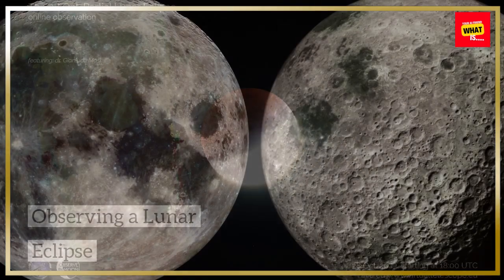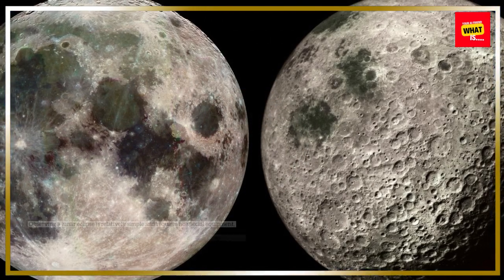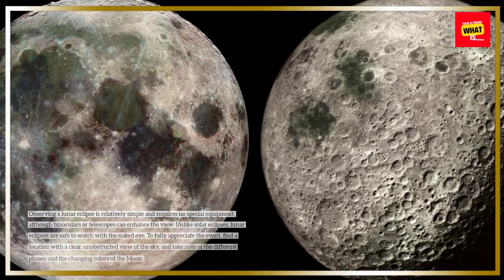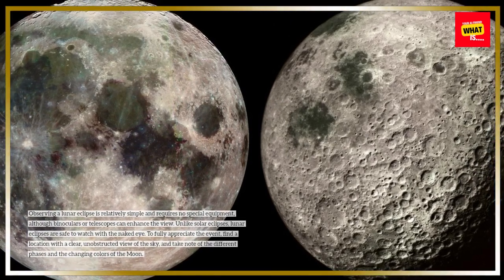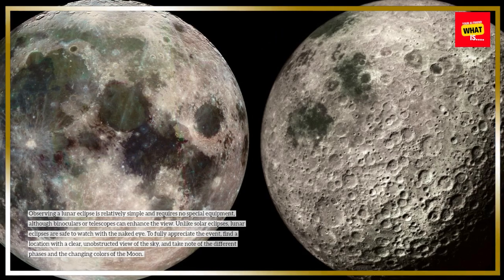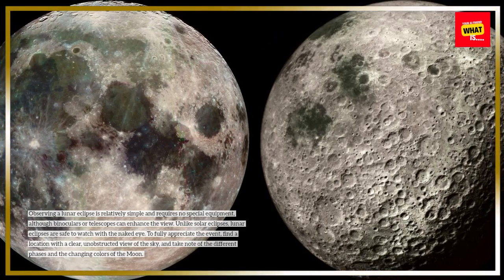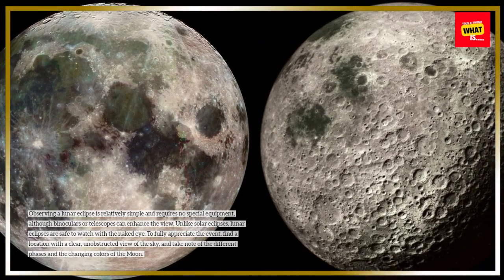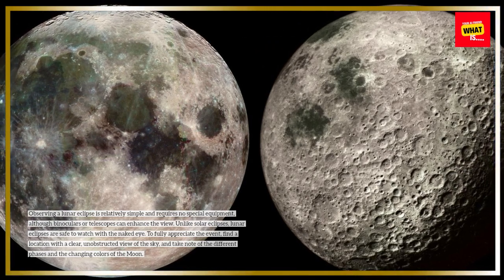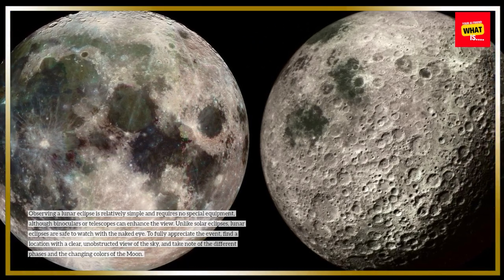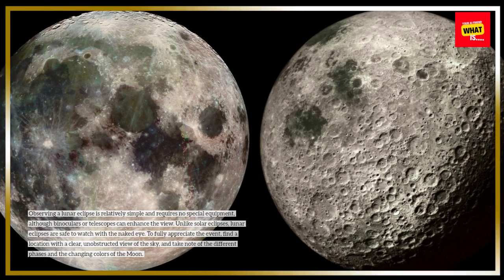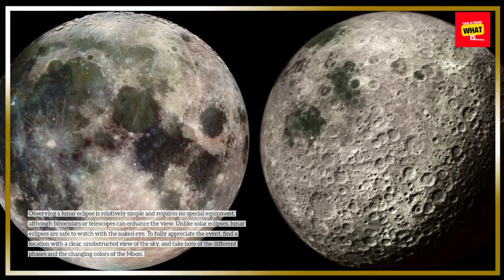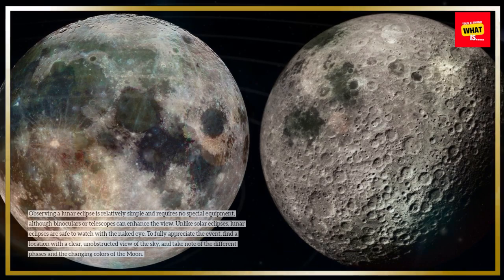Observing a lunar eclipse. Observing a lunar eclipse is relatively simple and requires no special equipment, although binoculars or telescopes can enhance the view. Unlike solar eclipses, lunar eclipses are safe to watch with the naked eye. To fully appreciate the event, find a location with a clear, unobstructed view of the sky, and take note of the different phases and the changing colors of the Moon.